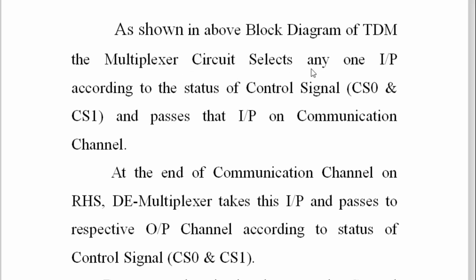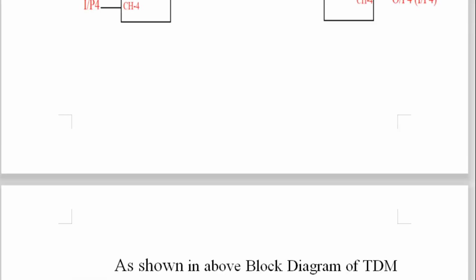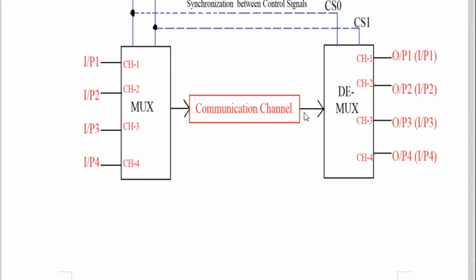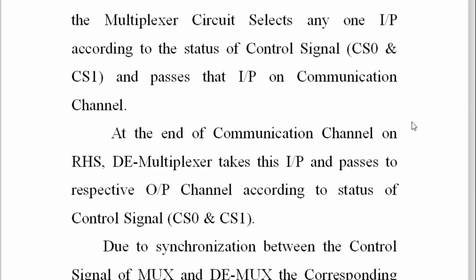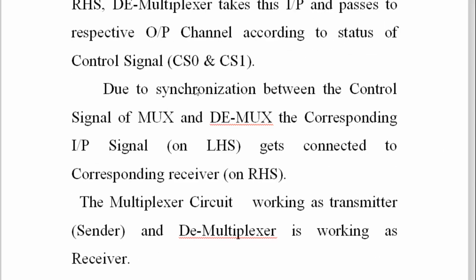The multiplexer circuit selects any one input according to the status of control signals CS0 and CS1 and passes that input on the communication channel. At the end of the communication channel on the right hand side, the demultiplexer circuit takes this input and passes it to the respective output channel according to the status of control signals, that is CS0 and CS1.